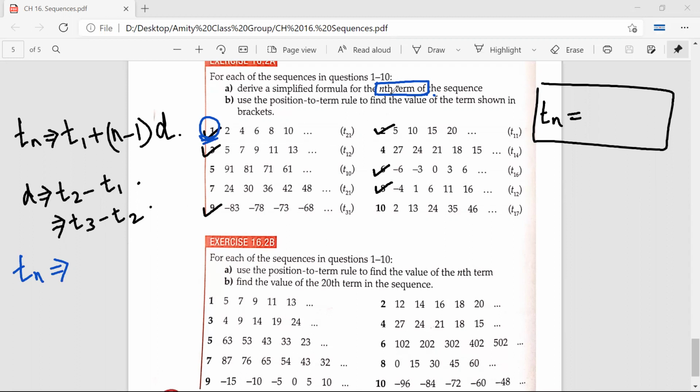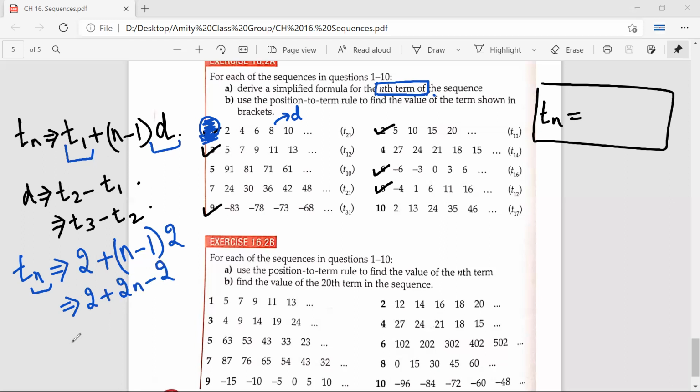So for writing the nth term, what is my T1 for question number 1, Soumya? T1 is 2. Because it is the nth term, I do not know what n is, so I'll just write it as n minus 1. And what is the D for the first question? 2. Shabash. So for finding the nth term, I'll just simplify this. Have you understood how to do this?